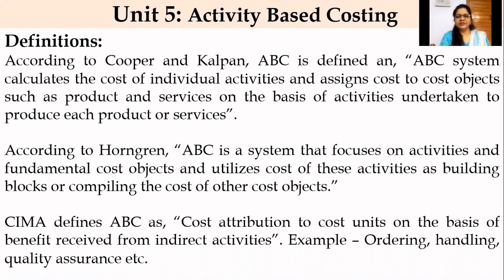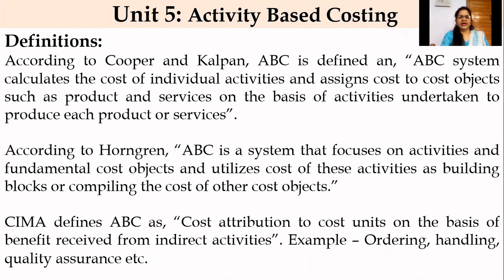According to Horngren, ABC is a system that focuses on activities as fundamental cost objects and utilizes the cost of these activities as building blocks for compiling the cost of other cost objects. So again, he also says that there are certain activities or events which ABC focuses on. The number of activities conducted by each department or the organization in order to convert the raw material into finished goods are first collected and then compiled into the cost of the cost objects.